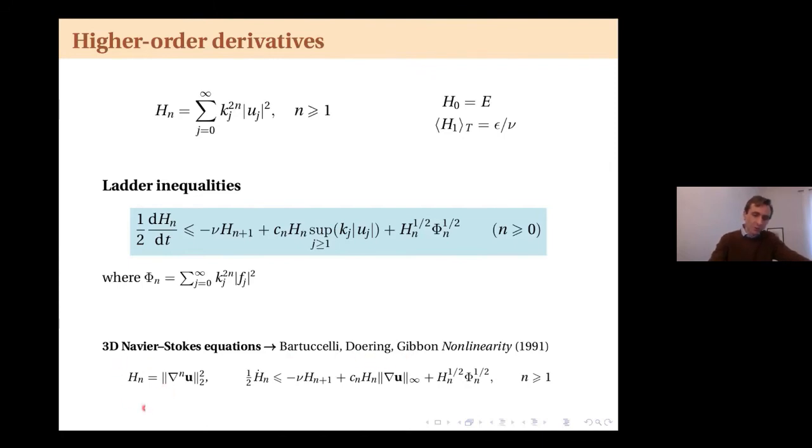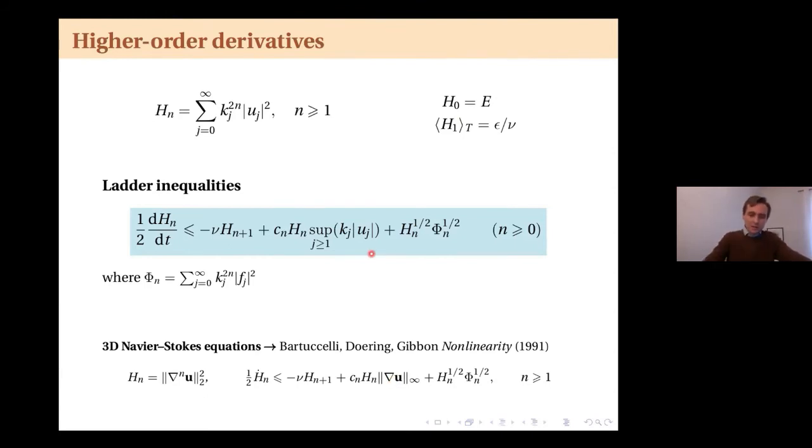Of course, the equivalent quantities of Hn are these ones, and a perfectly analogous relation holds, where here we have the infinity norm of grad U. This is the analog of the sup of kj uj, the maximum value of the derivative. So perfect analogy again.